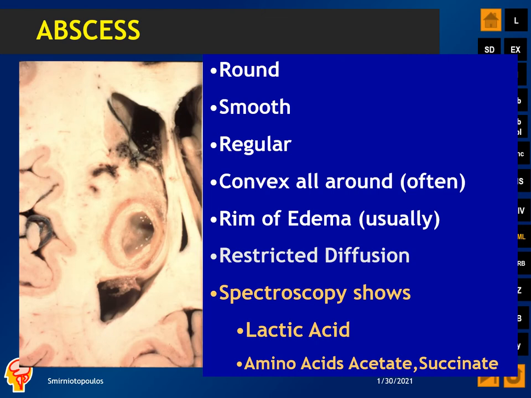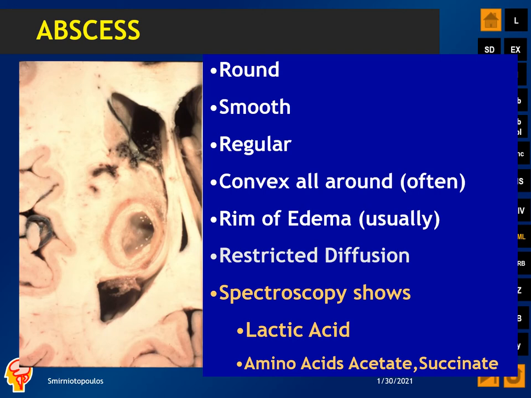On gross pathology, abscesses are typically round and smooth and regular, convex all the way around the rim. There is oftentimes some surrounding intraaxial vasogenic edema. They have restricted diffusion on imaging. And if we look at this gross picture here, we can see what may be the explanation for the double rim sign shown on MR.